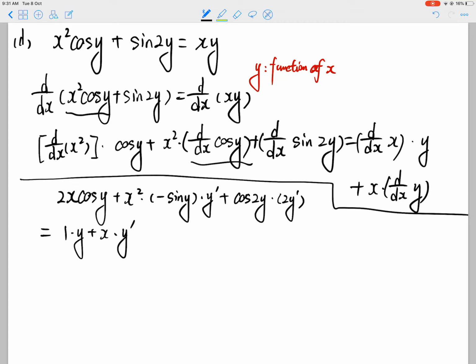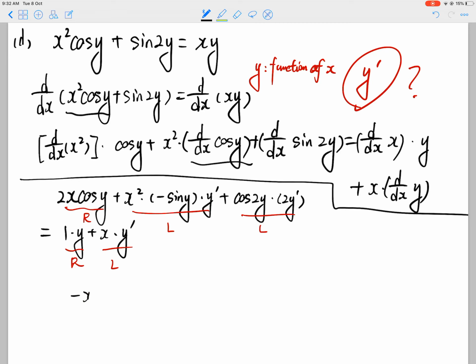Now remember, what is your goal? Your goal is to find y prime. So now we have a linear equation. Some parts contain y prime, and the other parts don't contain y prime. So what do we do? We move all the parts containing y prime to one side. We move this to the left side, we move this to the left side, and we move this to the right side.